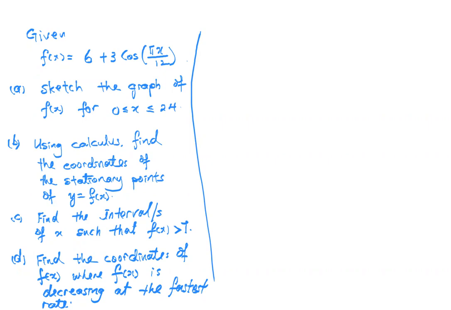Okay, so when you sketch the graph, every time I'm given a trigo function, I straight away know that my fx, even before I sketch the graph, I know that my fx maximum is 9, minimum is 3. Do you know how to get this? Everyone should know.